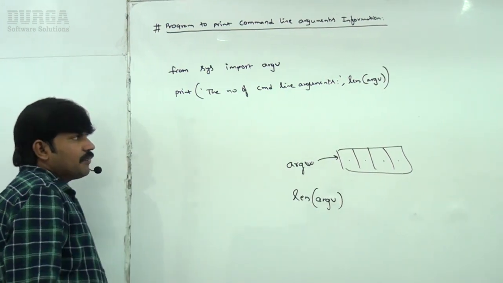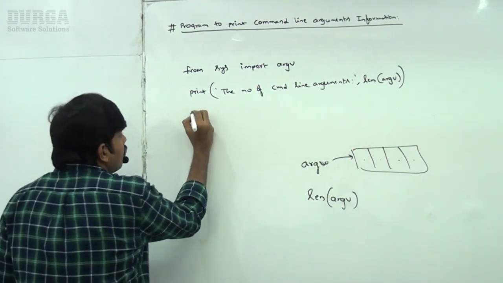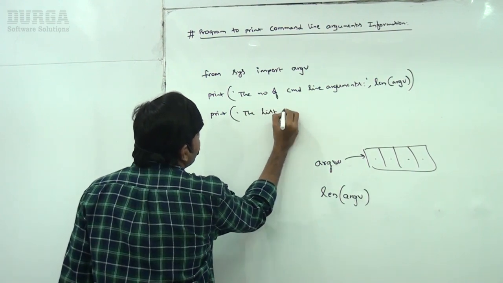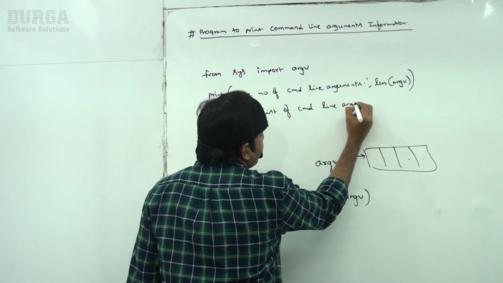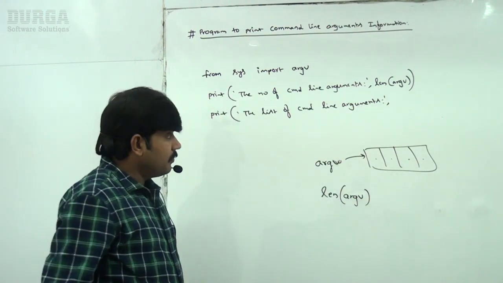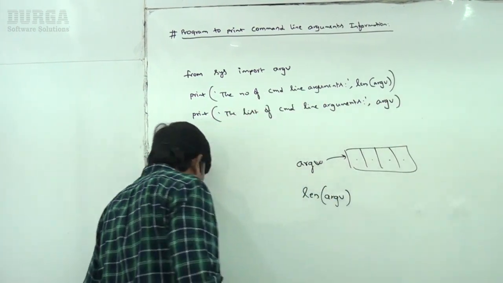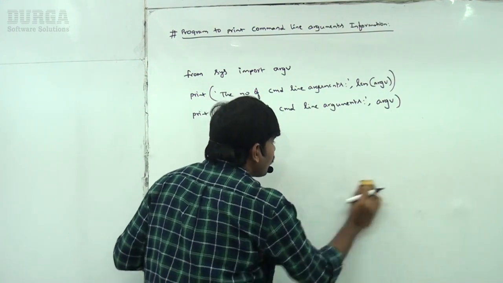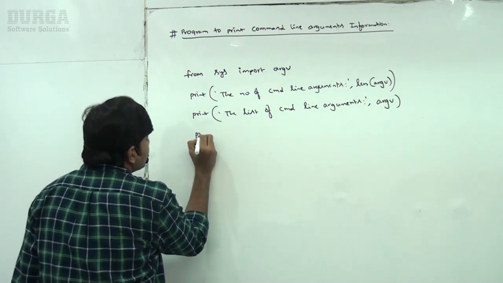Next, similarly, I want to print all command line arguments in a single line: the list of command line arguments. How can you print that, sir? Just simply argv, like this. So the first one is the number of command line arguments. Next, the list of command line arguments, right?